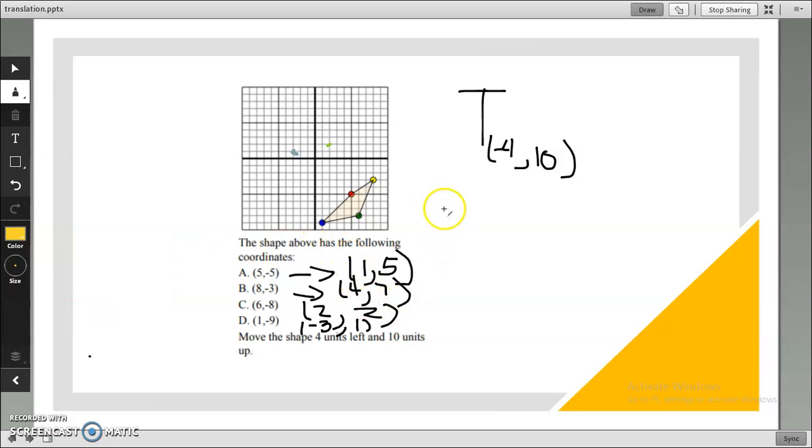And the yellow one is at 8, -3. And so we're going to go to 4, 7. So this is 3, 4, 1, 2, 3, 4, 5, 6, 7. So we'll count over to C. So that's 1, 2, 3, 4, up 10. 1, 2, 3, 4, 5, 6, 7, 8, 9, 10. And last but not least, our red one.